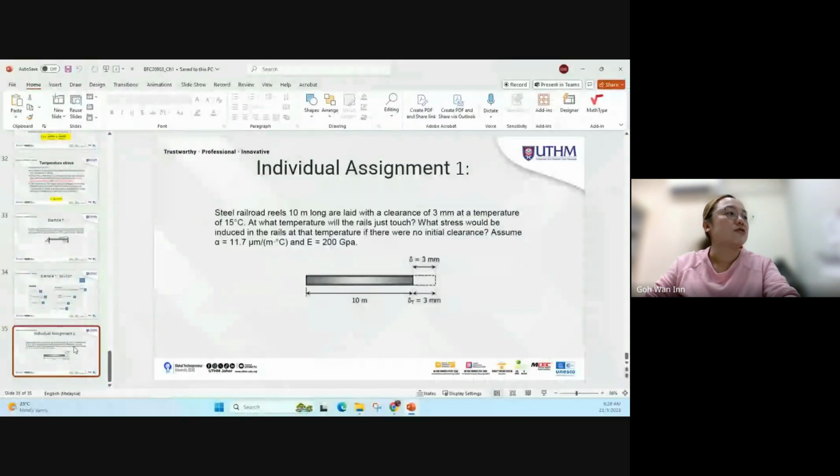Well, let me open the assignment. For the temperature one, I don't think I gave you this one. Let me go to the assignment.